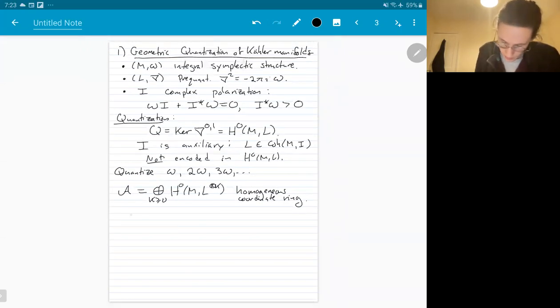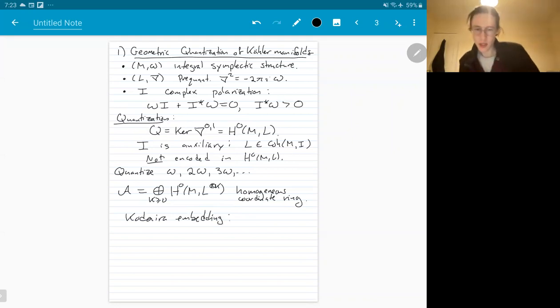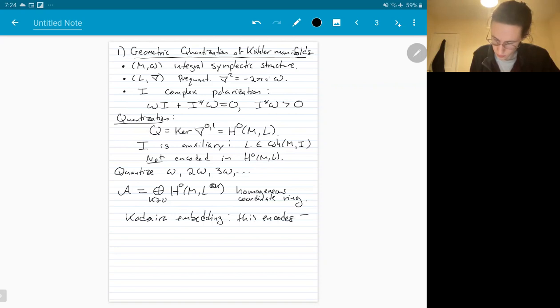And the Kodaira embedding theorem tells you that just from this algebraic structure you can reconstruct the Kähler variety. So it completely encodes I. You can think that the complex structure is encoded in the product on A.